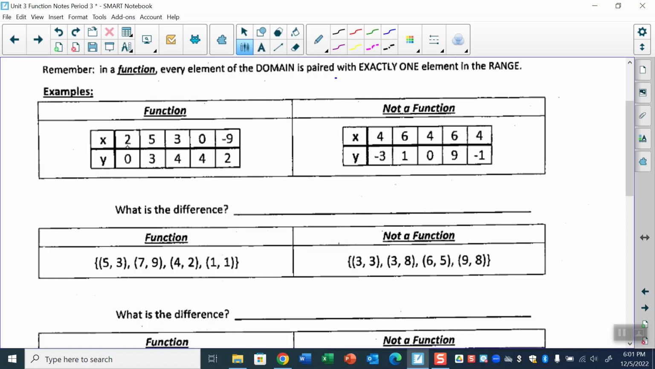Well, over here the x values are 2, 5, 3, 0, and 9. And over here, you have the 4 repeating itself 3 times. Okay, so on the right-hand side, the x repeats. All right, so that means it's not a function, because if 4 goes in, you might get a 3, you might get a 0, you might get a -1. That's not a function. A function should predict. You should know exactly what is going to come out.